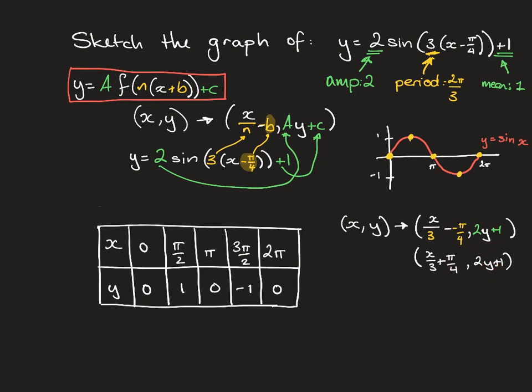So let's make the changes to y here. So we're going to do 2y plus 1 for 0. So 2 times 0 is 0, plus 1 is 1. Let's do the next one. 2 times 1 is 2, plus 1 is 3. The next one is 1 again. The next one, 2 times minus 1 is minus 2, plus 1 is minus 1. And then 2 times 0 plus 1 is 1. And so these are our new y values.